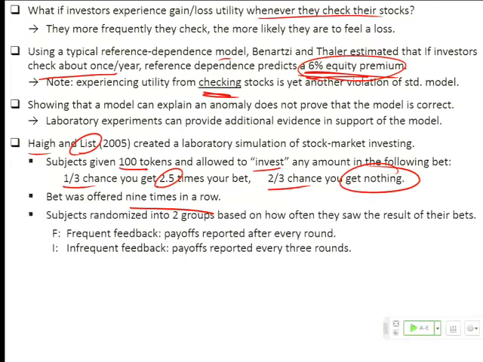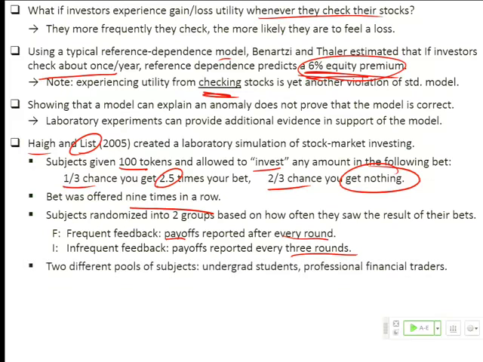And then you had 2 groups. You had the frequent feedback group, for whom the payoffs were reported, not received, but reported after every round, and the infrequent group, every 3 rounds. So in the infrequent group, they rolled the dice, probably literally behind a piece of cardboard, 3 times, and then reported the results, and then said, okay, hang on, I'm going to do it 3 more times, report the results, 3 more times, report the results, and then you get the net of all 9. And there were 2 different pools of subjects: undergraduate students and professional financial traders.